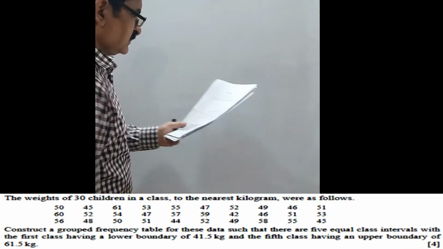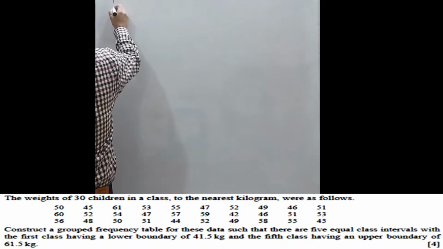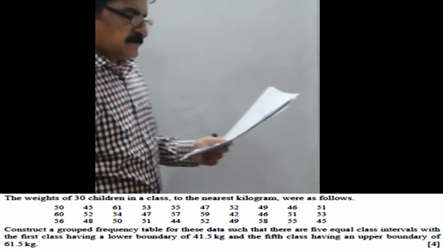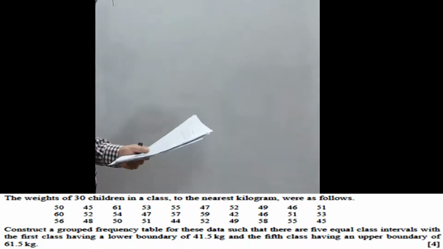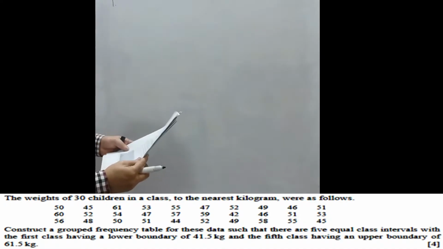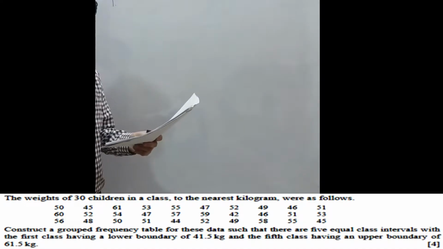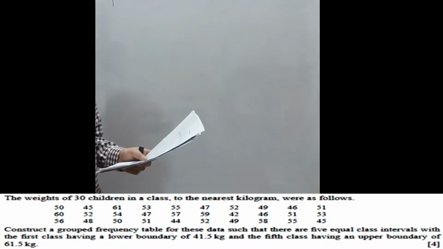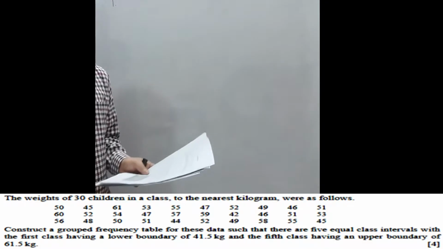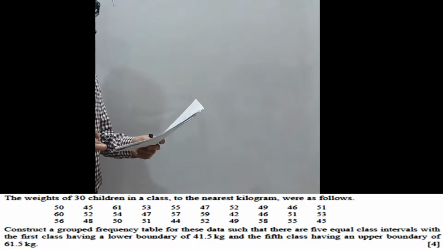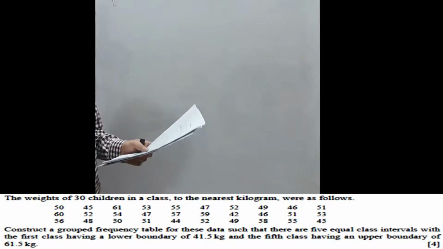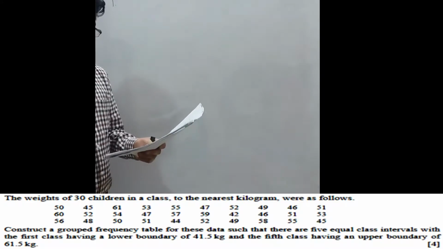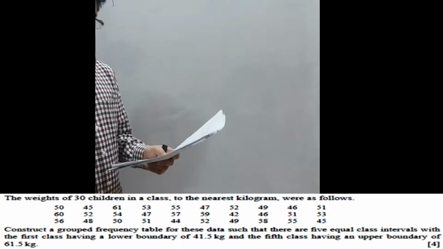Now read the question. This is question number 1. We are given raw data. Raw data means this data is not in an ordered way. To understand statistical raw data, we have to put it in some ordered way. And then we can understand that data, derive the results from it and analyze the data.